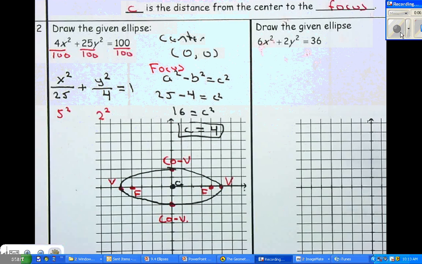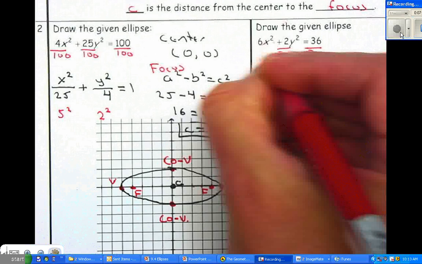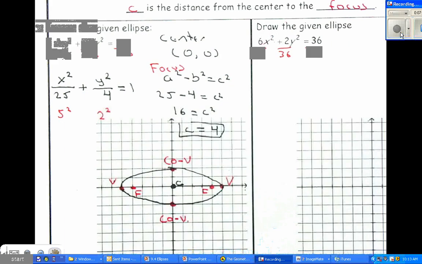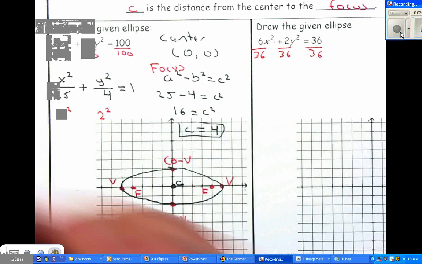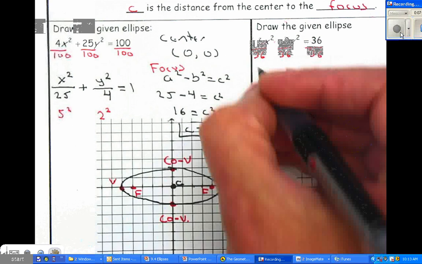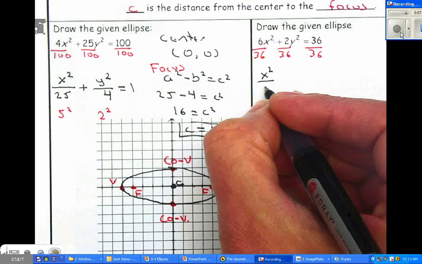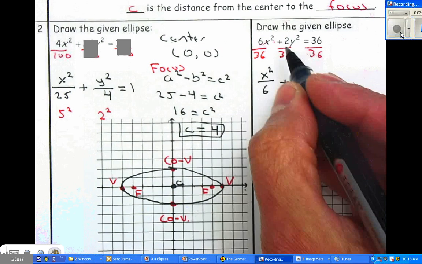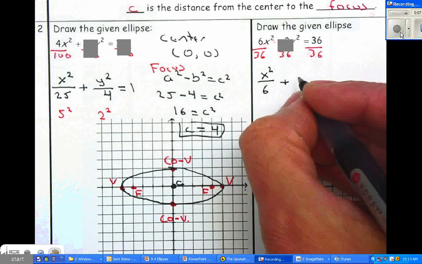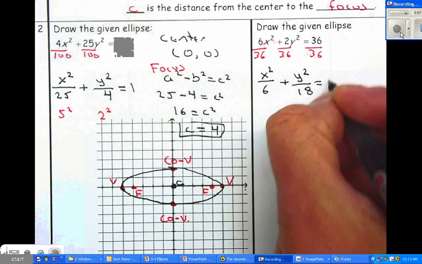We are going to go through the same concept. We want to make it equal to 1 to be in standard form. So we're going to divide by 36, divide by 36, and divide by 36. Now we are going to reduce. One number divides 6 and 36: 6. 6 divided by 6 is 1, x squared. 36 divided by 6 is 6. Plus, one number divides 2 and 36: 2. y squared over 18 equal to 1.